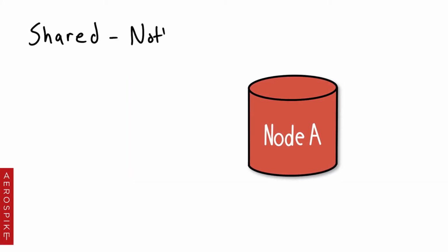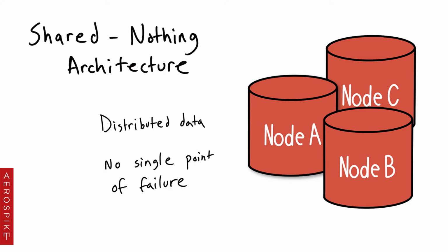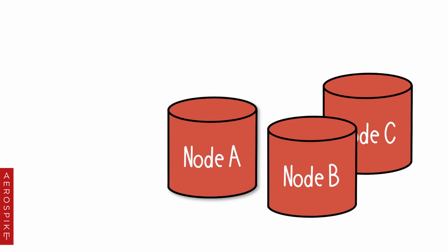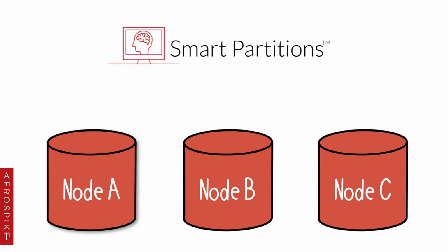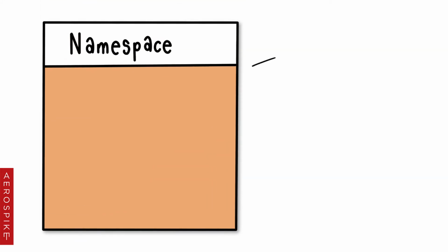Aerospike uses a shared nothing architecture, spreading data across nodes in a cluster. This eliminates single points of failure and allows for easy scaling. The Aerospike Smart Partitions algorithm distributes this data evenly across the cluster, leaving each node with about 1/3 of the data. To understand how this distribution works, we need to look at the namespace.